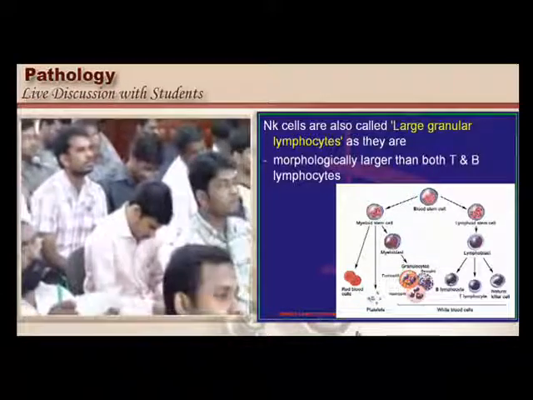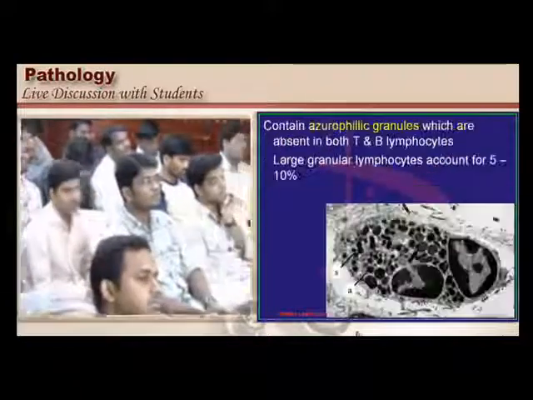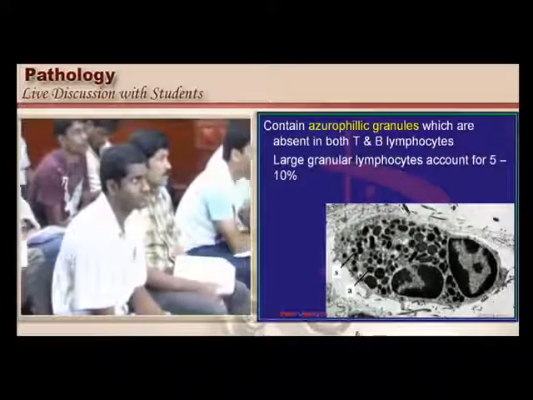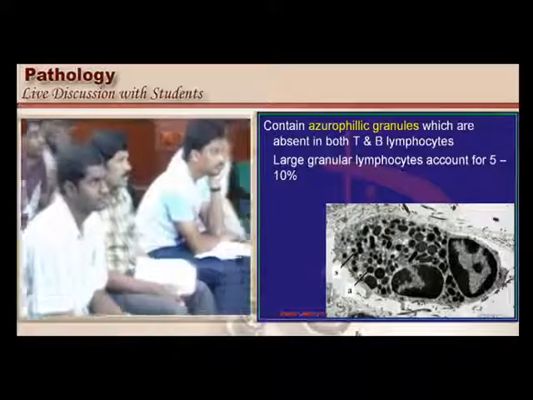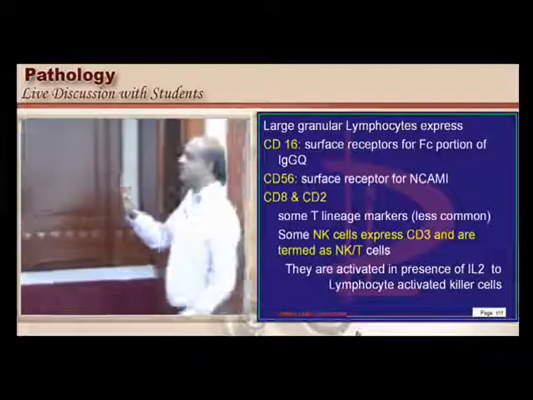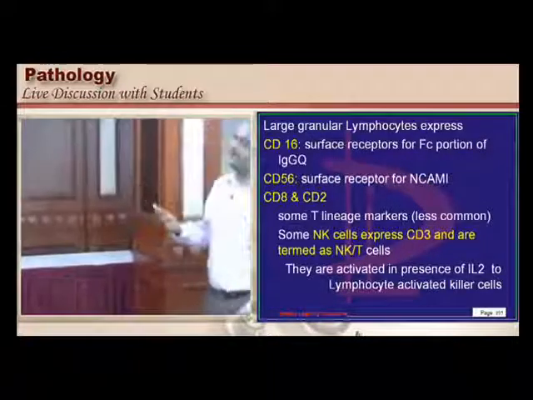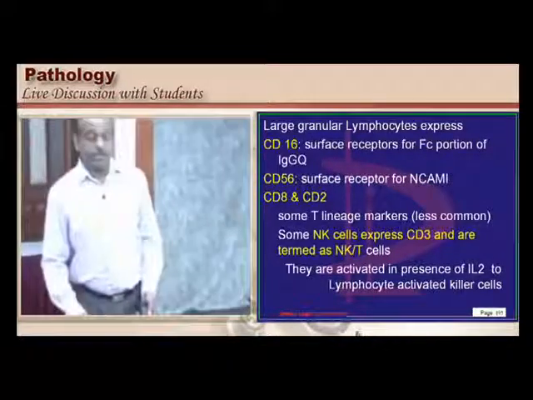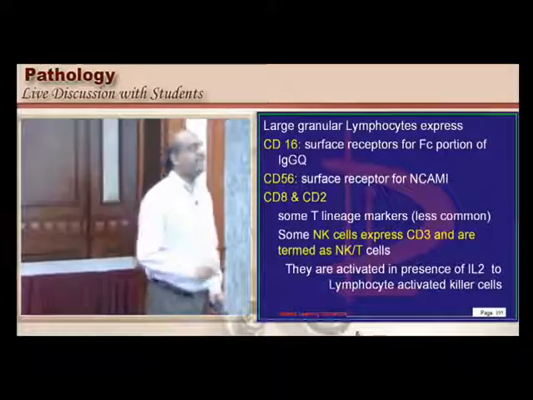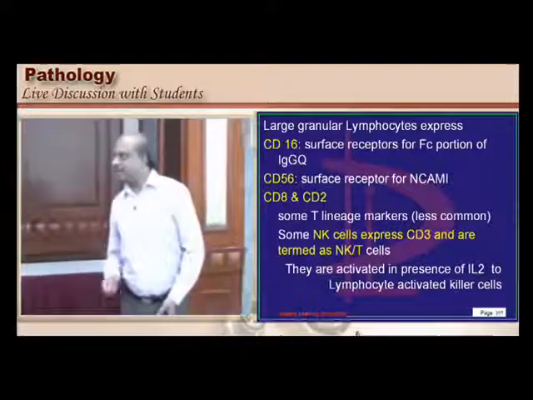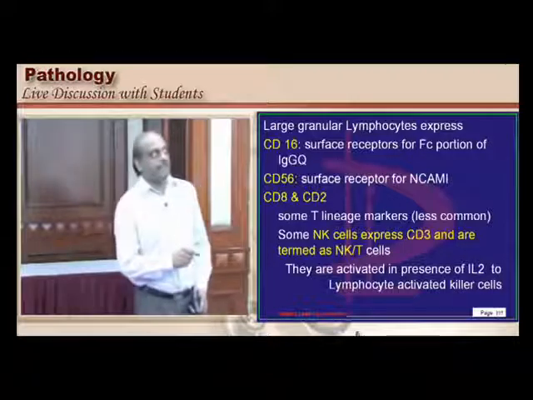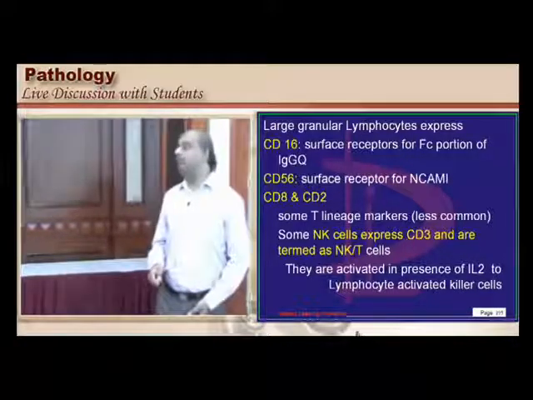NK cells are the large granular lymphocytes, morphologically larger than T and B cells. They contain what are classically called eosinophilic granules, which is the hallmark of the NK cell. And there are three important receptors, doctor. These cluster differentiation, CD receptors, you must be very precise, numerology, number game. CD16, CD56, CD8 and CD2, all of them basically are expressed by the NK cell. Out of them, CD16 is the surface receptor for the Fc portion of immunoglobulin G, is what you need to fundamentally remember.